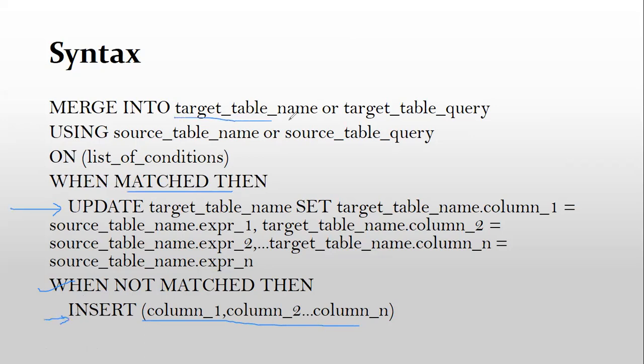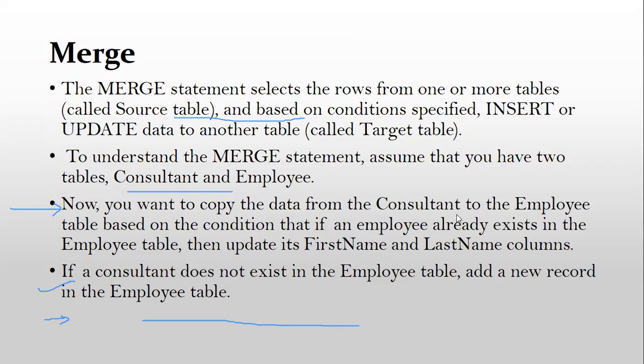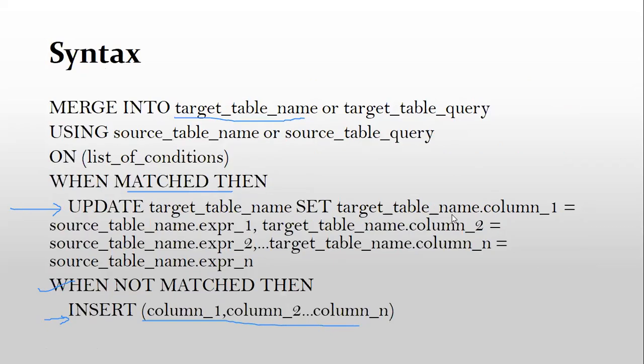Now here, the target table, in this case, is the employee table, and the source table is the consultant table. So we are copying from consultant to employee, and this will be executed. If the record is already available in the employee table, only an update will take place, and if it is not available, then a new record will be added into the table. These are the different data manipulation commands we are going to use.